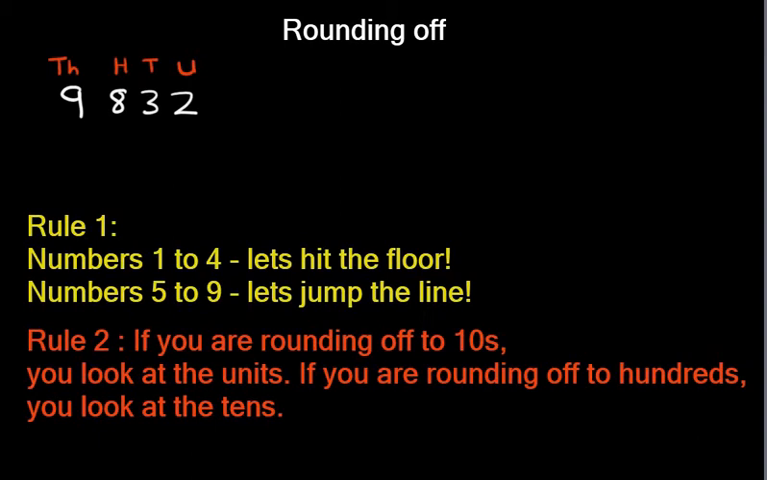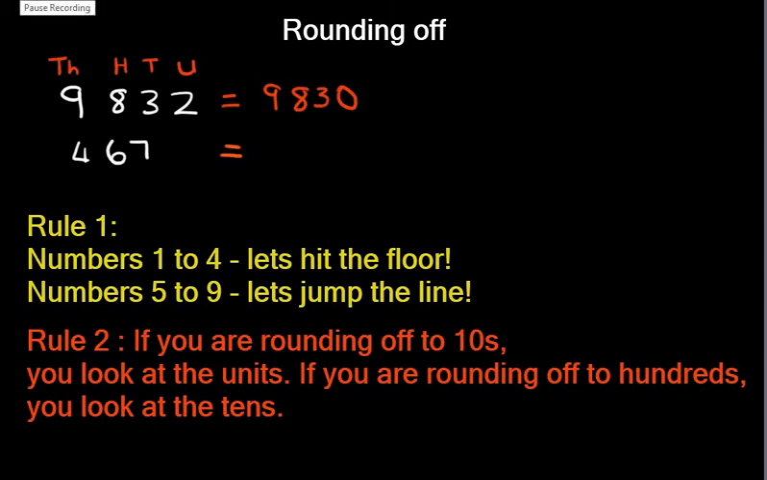Now, if we look at the 2, does it lie between number 1 and 4? Yes, it does. What does that mean? We need to round down because we need to hit the floor. So let's round down. What do you think the answer will be? The answer will be 9,830. Let's do another sum.